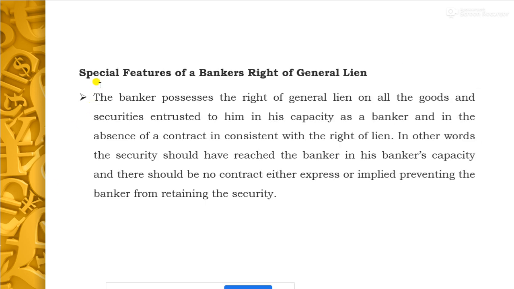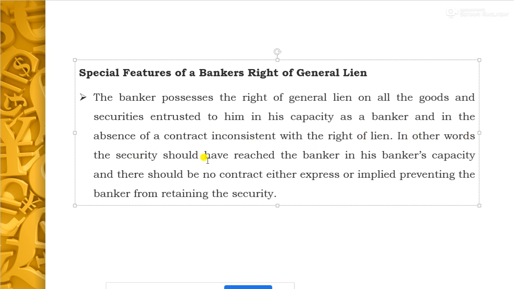Now we will see the special features of banker's right of general lien. So what are the features of banker's right of general lien? The first feature is the banker possesses the right of general lien on all goods and securities entrusted to him in his capacity as a banker and in the absence of a contract inconsistent with the right of lien.